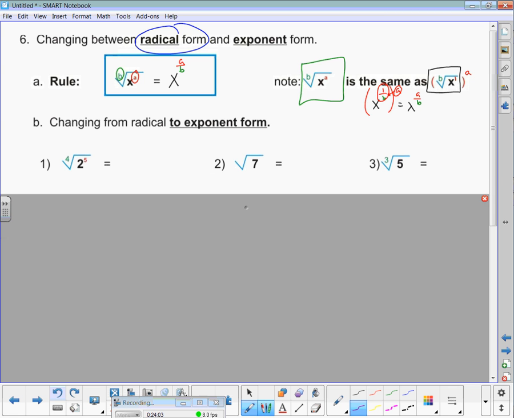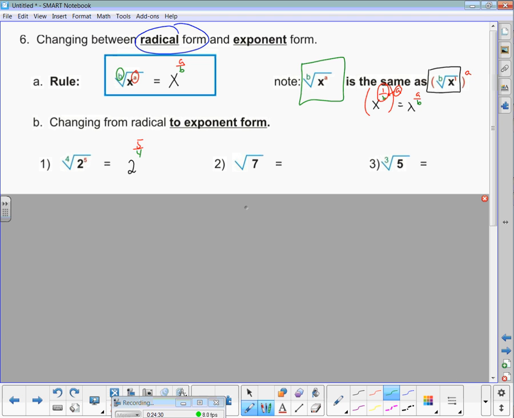Okay, so I'm using color here in the beginning to make life easy. If you're able to follow the pattern, if we're going to change from radical form to exponent form, we take the base of the radicand, we take the radicand's exponent, and we divide it by the index. Those are exactly the same. The fourth root of 2 to the fifth is exactly the same as 2 to the 5/4 power.